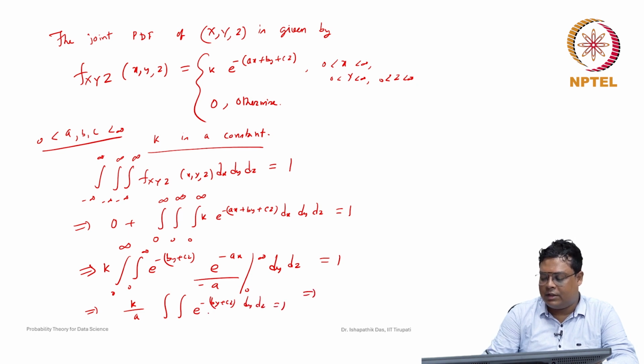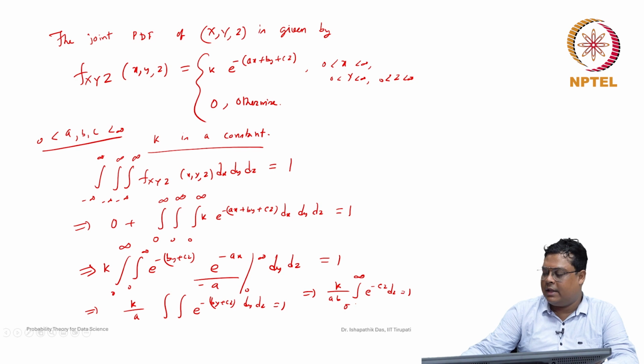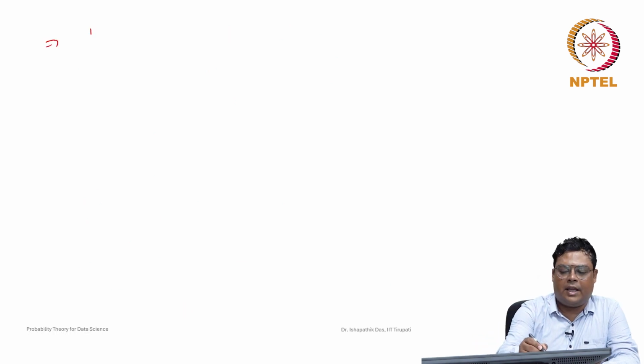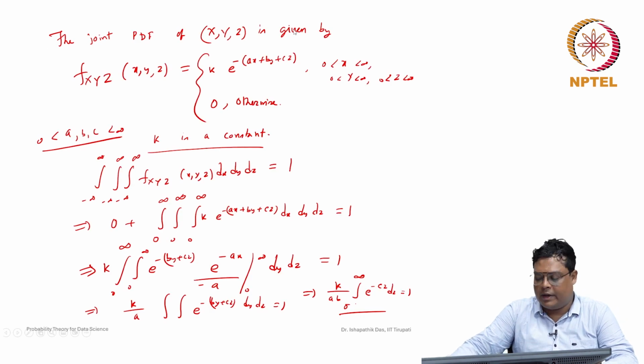Now similarly, e to the power of minus cz will be outside, and e to the power of minus by integrates to 1 by b. So it is nothing but k by ab times the integral from 0 to infinity of e to the power of minus cz dz. This should be equal to 1, and the last integration similarly gives k by abc into 1 equal to 1, which implies k should be equal to abc. So hopefully you have understood it. It is very straightforward, that's why I did not do it in detail.